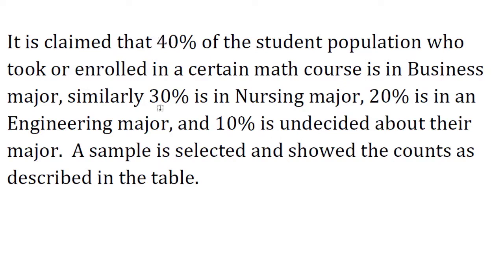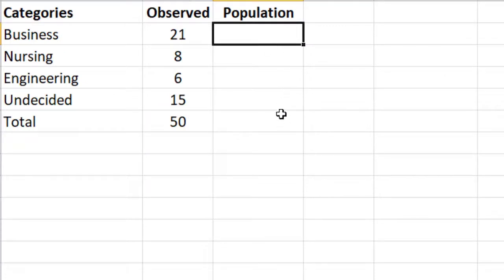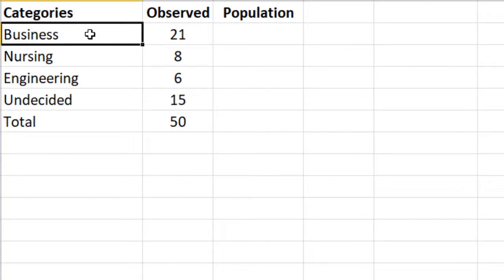So according to this description, you see this empty column right here that I have prepared on my table, it says population. And so this is how I can put the description from the problem into the table as follows. So business major. Now all of these different majors are different categories for the student population who are taking that math course.